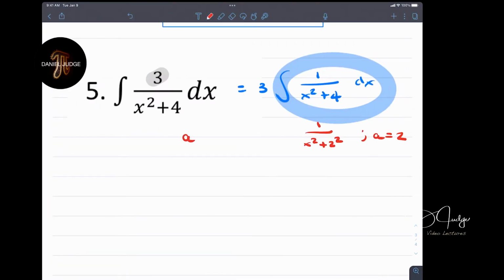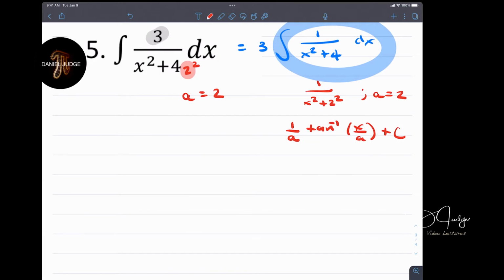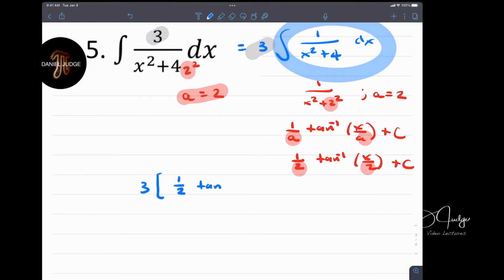So in this case, a is 2 because 2 squared is 4. So this is the a value. So by that particular formula, this integral is really 1 over a inverse tangent x over a plus c, but a is 2 now. So that's really going to be 1/2 inverse tangent x over 2 plus c because of the value of a. It goes here, here, here, and here. But don't forget the constant of 3 gets multiplied to that whole thing. So we have 3 times 1/2 inverse tangent x over 2 plus c.